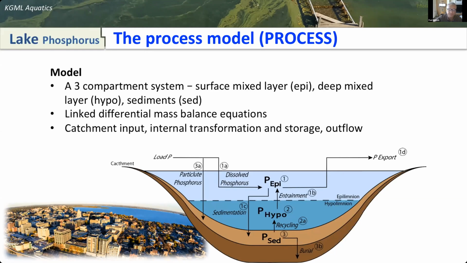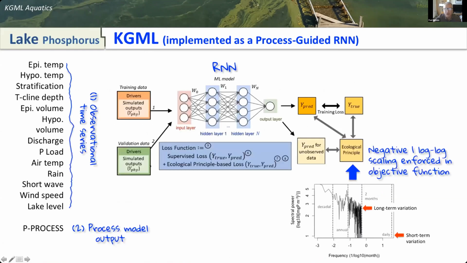So we have a process model, but we also have the machine learning only model. In this case, it's a recurrent neural network. It takes the observational data, all these different time series, runs them through the RNN to make a set of predictions. Pretty straightforward from a machine learning perspective. What makes it KGML is we take the output of the process model and we provide it as another input for the recurrent neural network. But also we enforce an ecological principle on the right-hand side here of the objective function or the loss function as the model tries to fit the data.